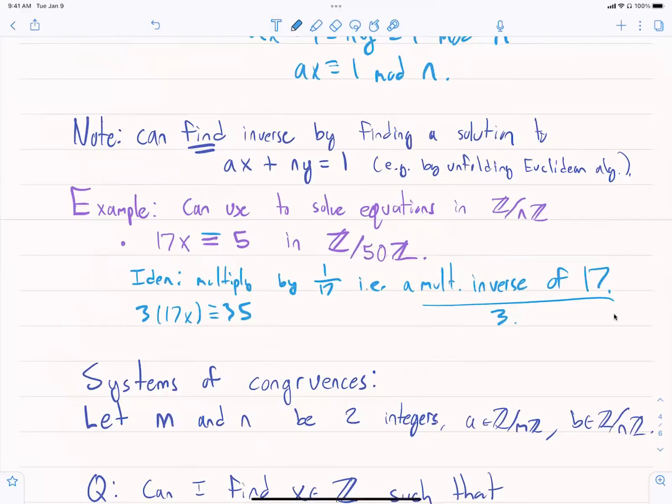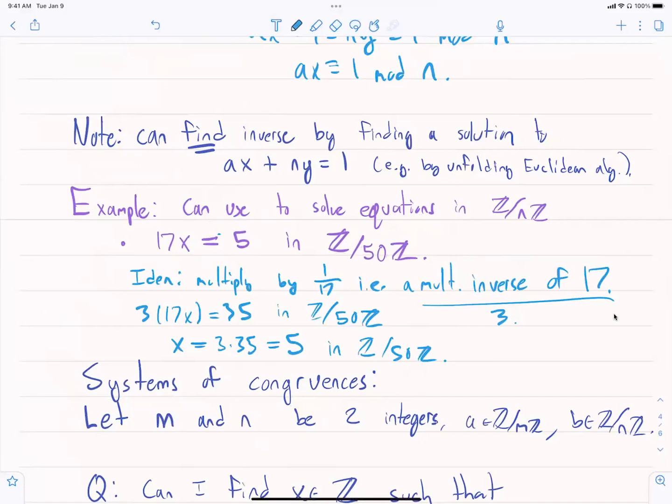So this should be a congruence, in Z mod 50Z. So I get 3 times 17, that's 51, which again mod 50 is 1. So I get x is equal to 3 times 35, which I can multiply. I get 105 when I multiply as integers, but then I have to take the remainder when I divide by 50. So I get 5 in Z mod 50Z. So my solution is x equals 5.